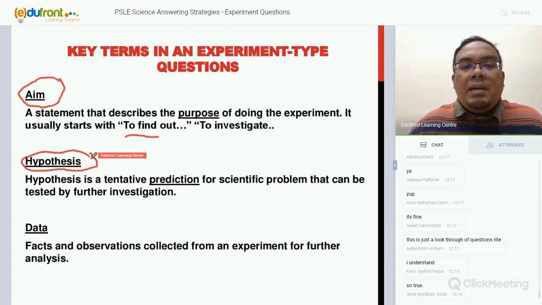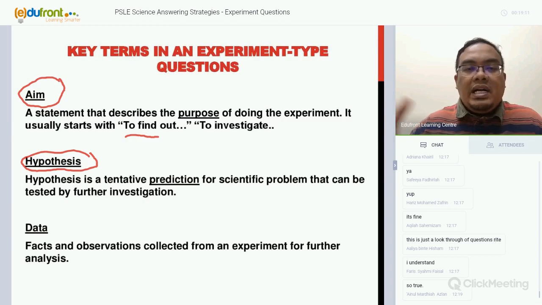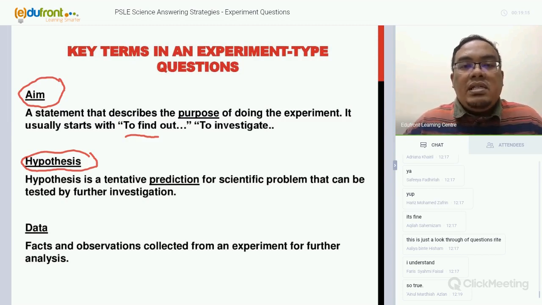Now, hypothesis is a prediction, right? A prediction of what is going to happen in the experiment. Okay, so after you state or create the aim of the experiment, you must predict, right? Before we conduct the experiment itself, we state the various hypotheses. We predict what could happen in the experiment. Okay, so probably a few statements, right?